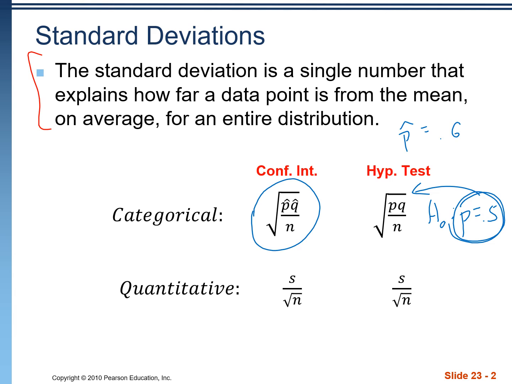Quantitative, we use S over radical N. S is the standard deviation of the sample. If it were the standard deviation of the whole population, it would be labeled with sigma. And if we knew what sigma was, we could use a z-score. In the real world, we pretty much never know what sigma is. We don't know the standard deviation of the whole population. If we did, we probably wouldn't be doing a hypothesis test or a confidence interval, because we would probably also know what the true mean of the population was. So S over radical N, it's the same for both confidence intervals and hypothesis tests.